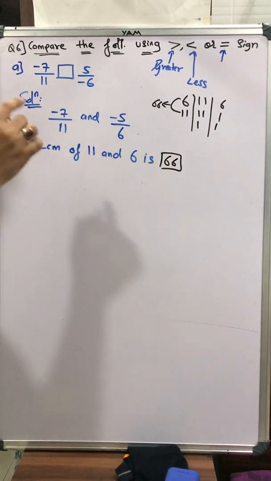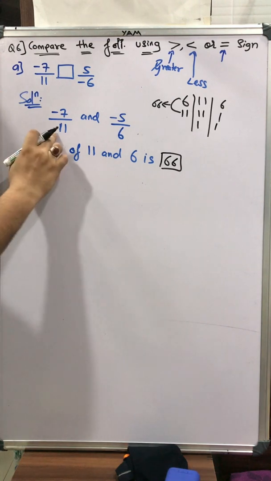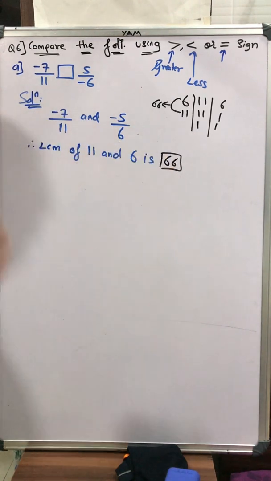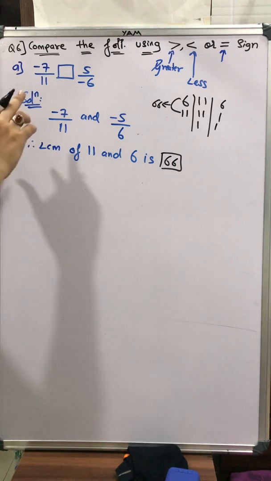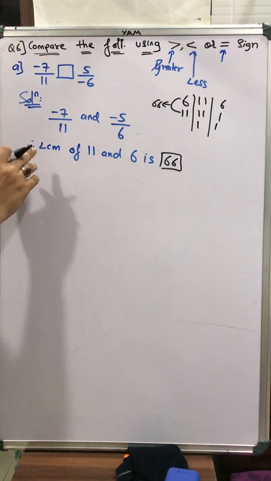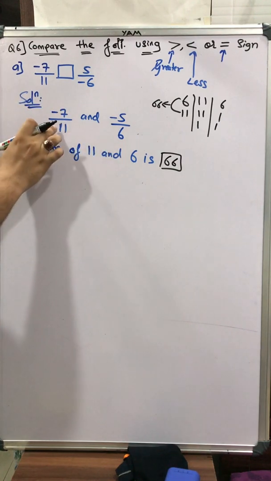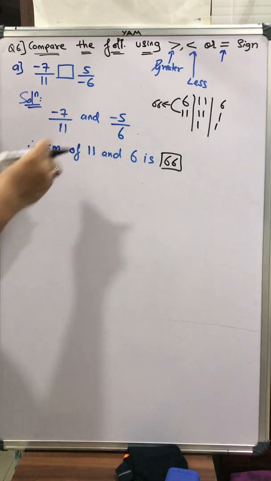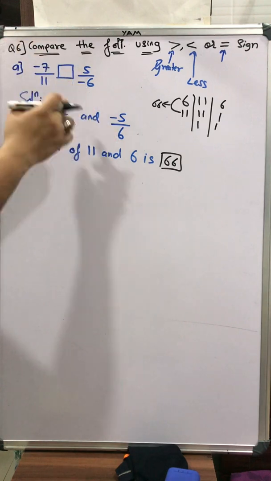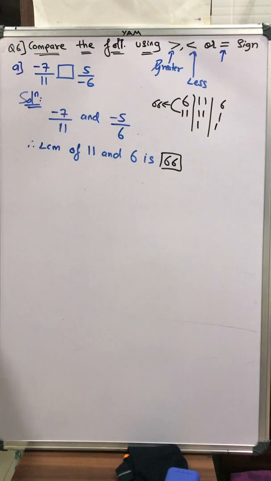That means I will make both the denominators 66. Eventually I want to make the denominators same. Okay, so the LCM of 11 and 6 is 66. So I am deciding to make both the denominators 66. Of course, there will be some changes in numerators. Okay, so let's start, students. Let's start with the first fraction.